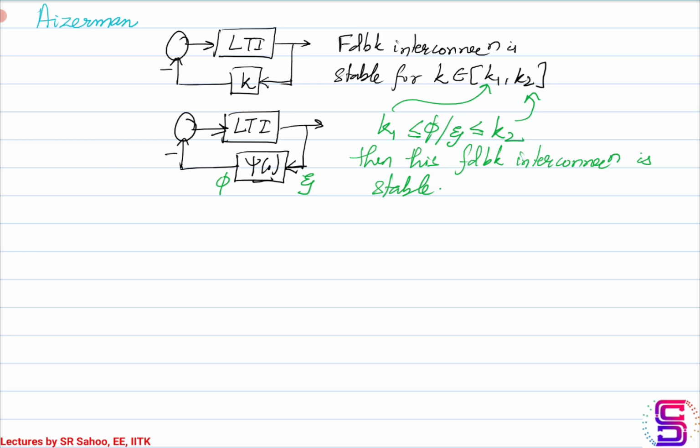Okay, so what this is trying to say is, if you show that for any value of gain between k1 and k2, the feedback interconnection resulting in a linear system is stable, then with the same LTI system, if the constant gain is replaced with a memoryless nonlinearity such that the input to output ratio is always within k1 by k2, then this feedback interconnection will also be stable.